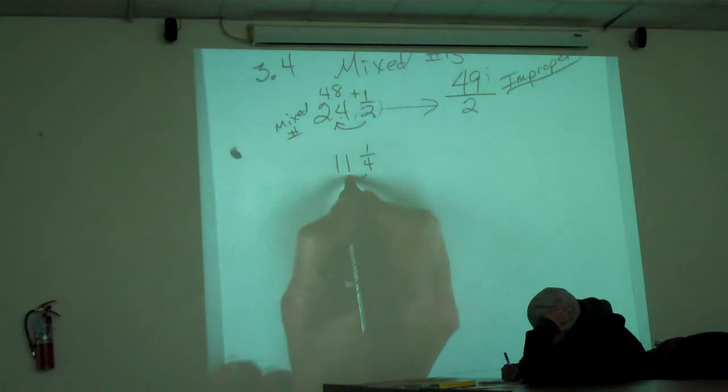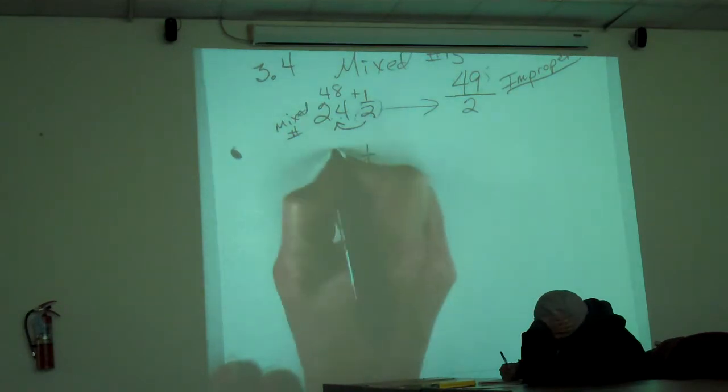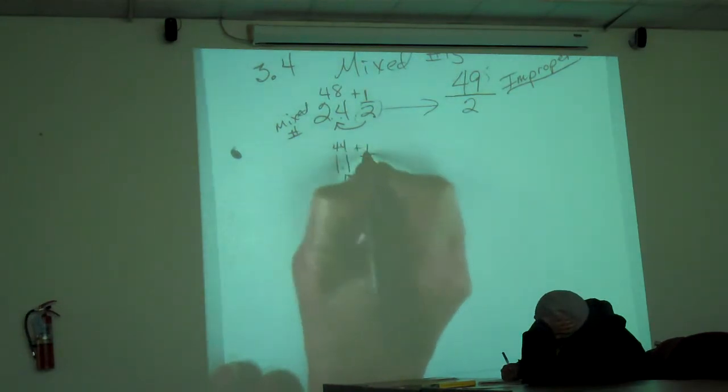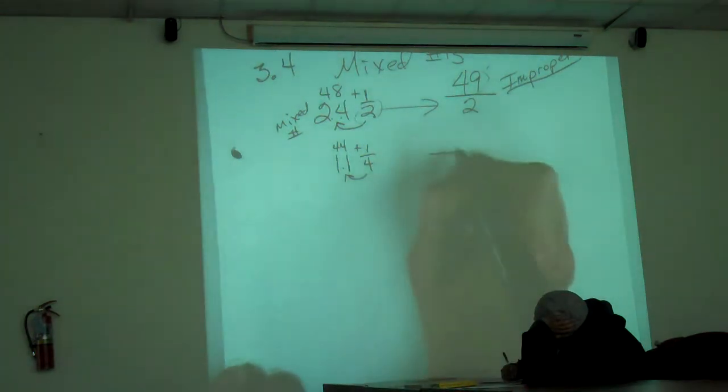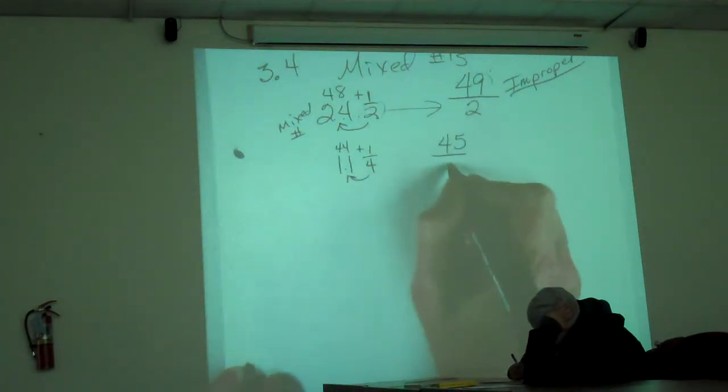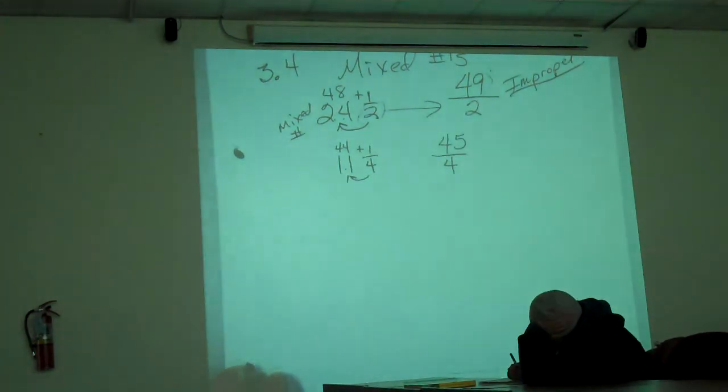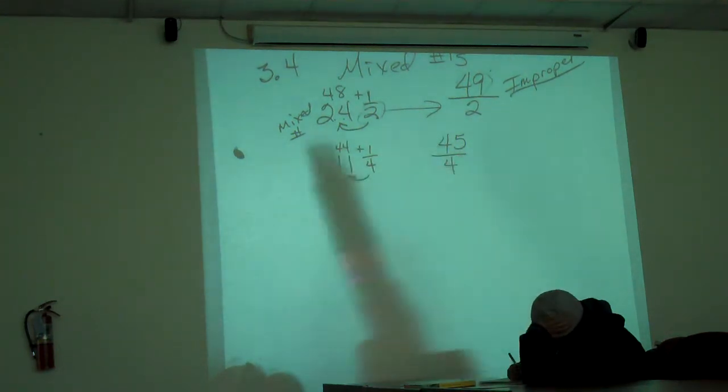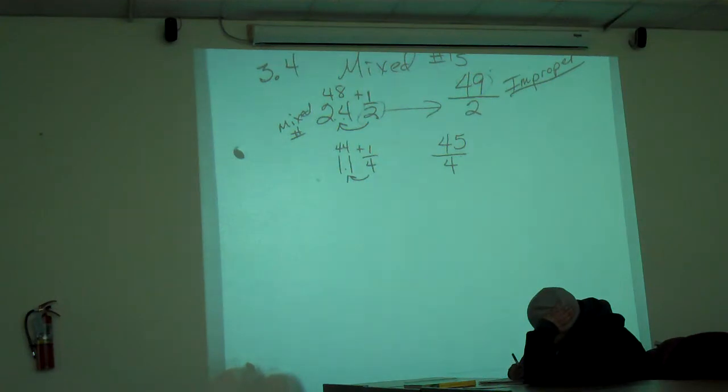Okay, multiply 4 times 11, 44, plus 1, 45. 45 on top. The bottom, 4, keep the 4. Okay, now we're going to do from improper back to a mixed number.